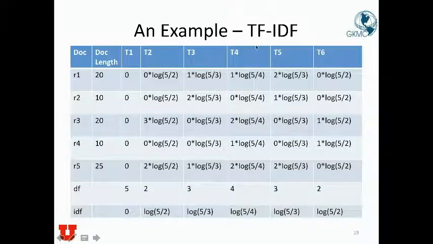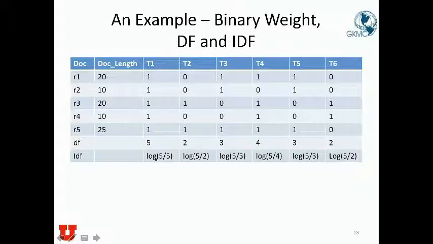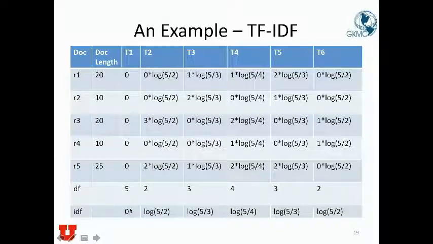Then when we multiply TF by IDF, these are the IDF values, and these are the products. I think I changed the example a bit from the original values. This was originally one, but once multiplied by an IDF of zero, because this is log of one, which is zero, the IDF of zero basically wipes it out and changes the product to zero for all of them.